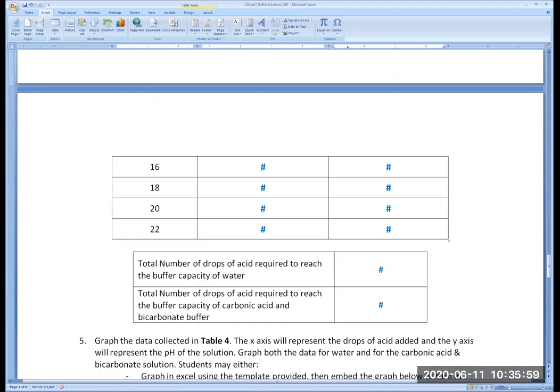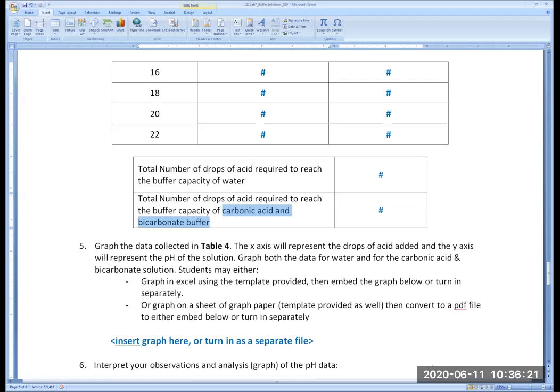So she adds those drops more quickly to try to see when you are reaching the buffer capacity, and it's really a lot more drops. So this should be a much larger number, right? And that tells you the bicarbonate and carbonic acid buffer is acting as a buffer because it's able to maintain the pH.